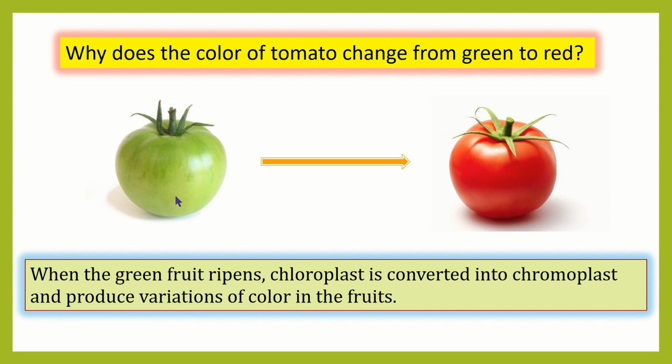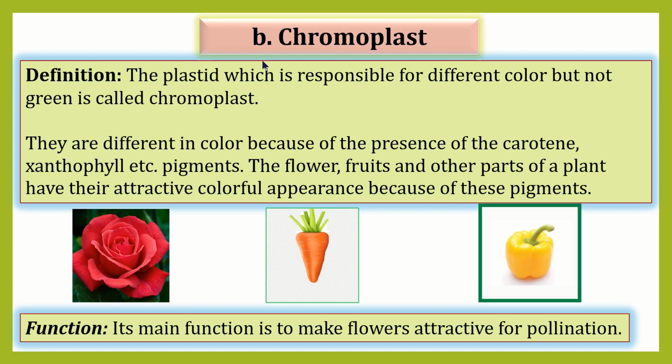Here, chloroplast, that means chlorophyll pigments, are present. After ripening, chlorophyll pigments are converted into lycopene pigment, which is a kind of chromoplast. So, what is chromoplast? Chromoplast, the plastid which is responsible for different colors but not green, is called chromoplast.